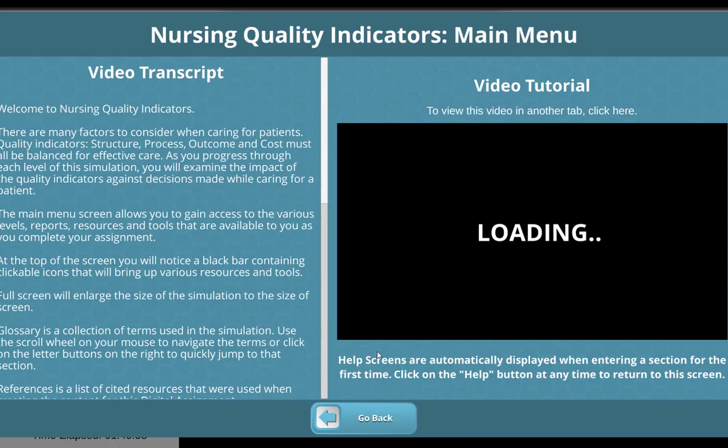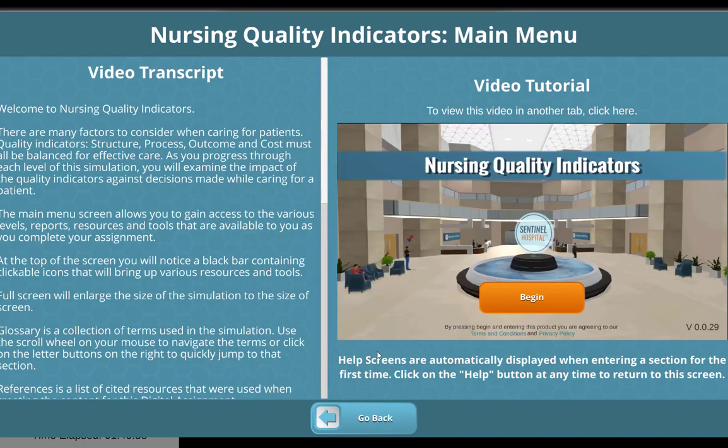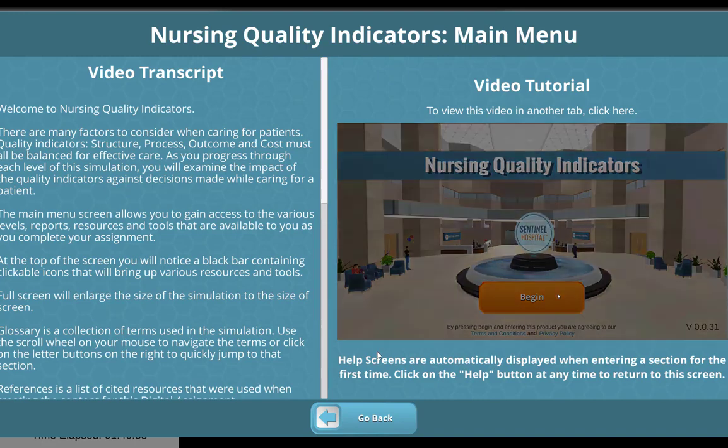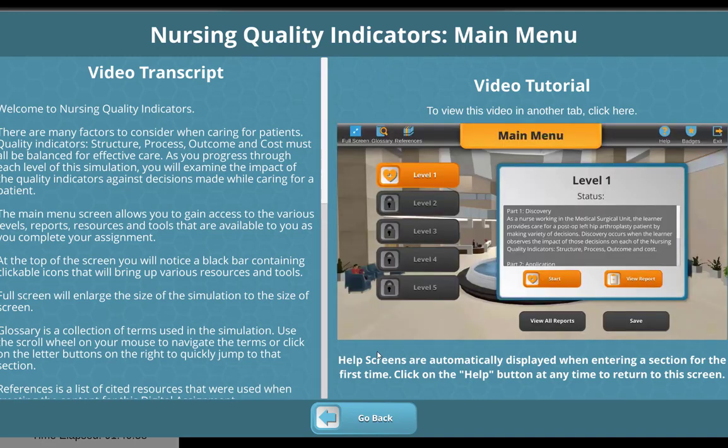We're going to walk through how nursing quality indicators can help your students and your learners get a very clear understanding of how every decision that they make on a day-to-day basis when interacting with their patients can have a positive, a negative, or no impact at all. On the screen, you're seeing a video tutorial. At the beginning of each section, the learner will be guided with a video tutorial so they have a clear understanding of what the task at hand is.